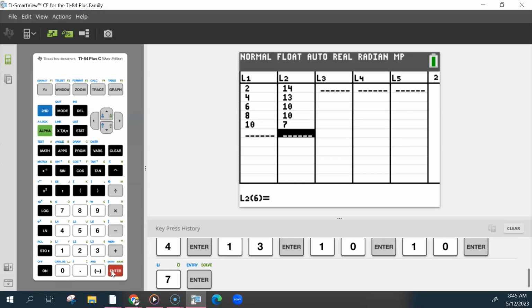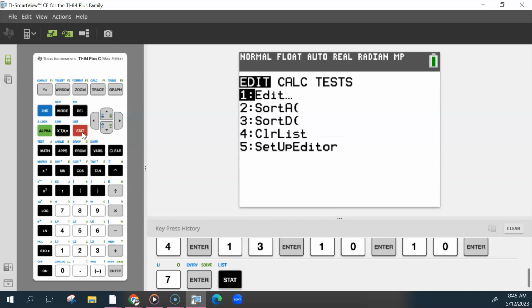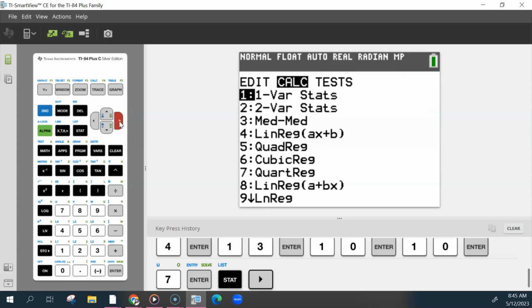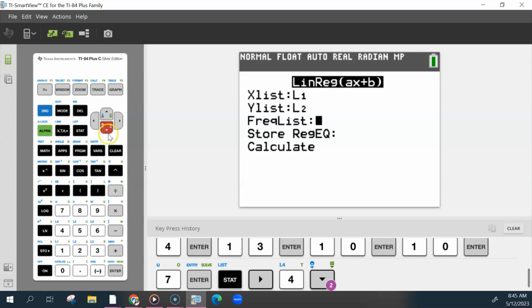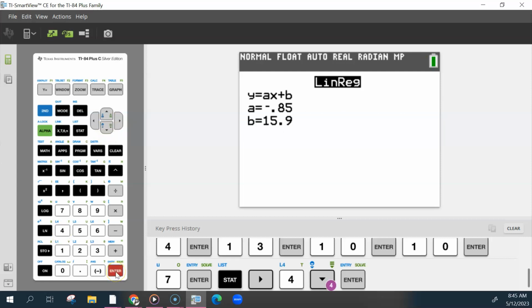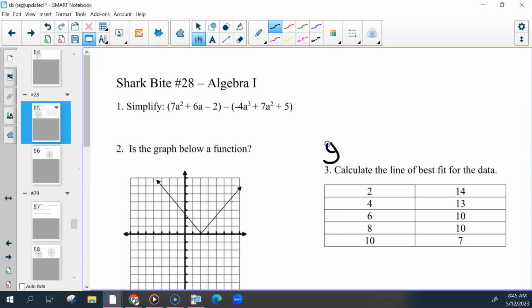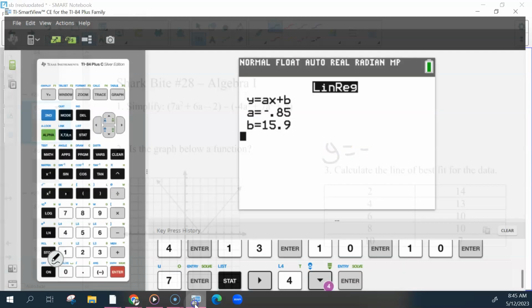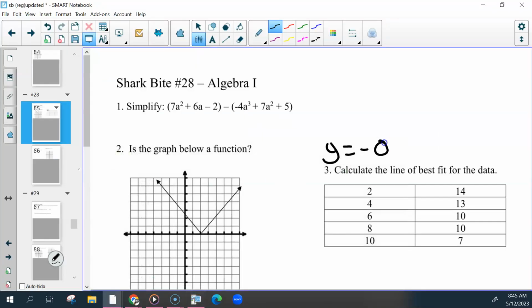And then once the numbers are in, you would go into STAT, scroll over to calculate, and you're looking for linear regression, number 4, and you would calculate. So the line of best fit for number 3 was y equals negative 0.85x plus 15.3. Any other questions on the shark bite?